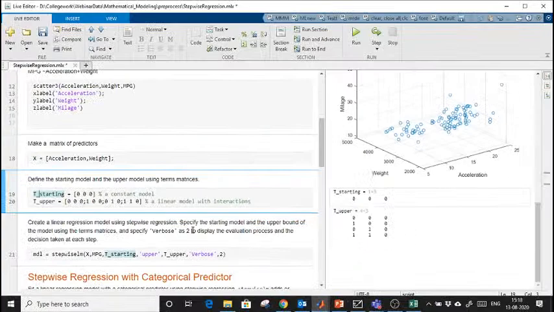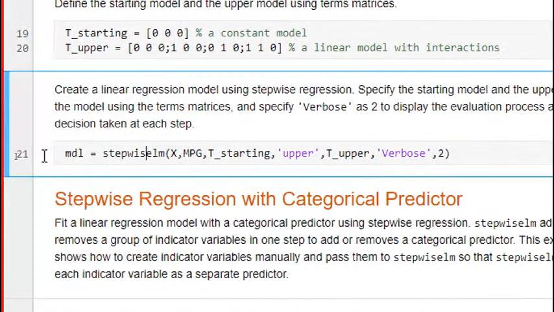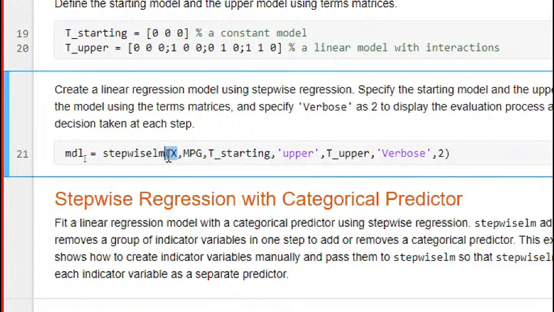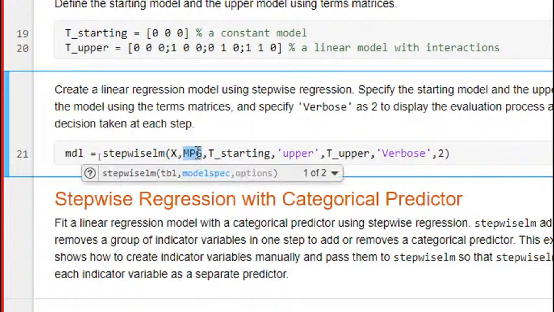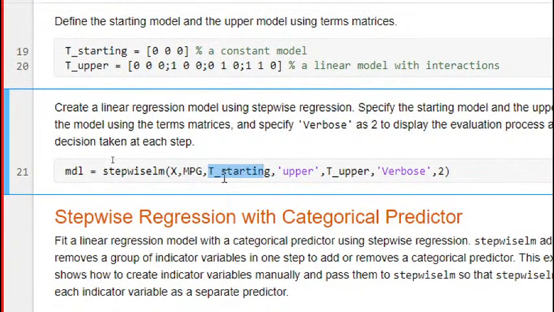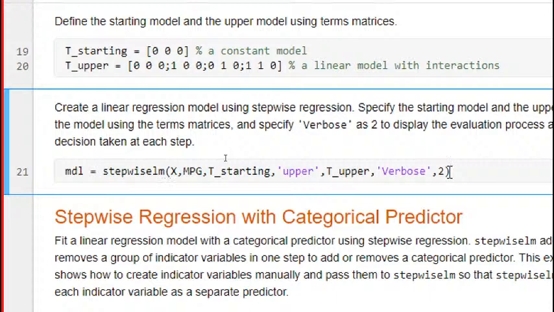Okay, now we are going to use stepwise LM to find out the best fit. So here you see stepwise LM, X is input, meaning predictors, you can have multiple predictors. Mileage is what? Output. T starting is the matrix which we created, this one. This is the lower one, and what is the upper? This is the property value. What is the upper? T upper, this. So it will compare with these four equations. Verbose to means that you want to display iterations also. If you don't provide verbose, then it will not display the iterations.